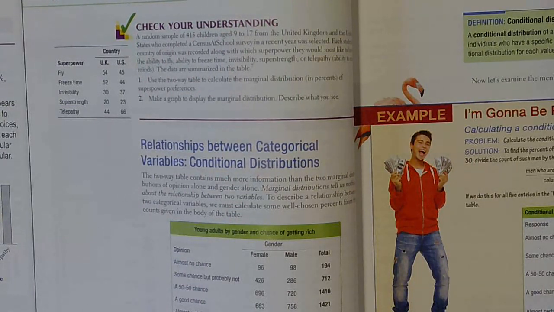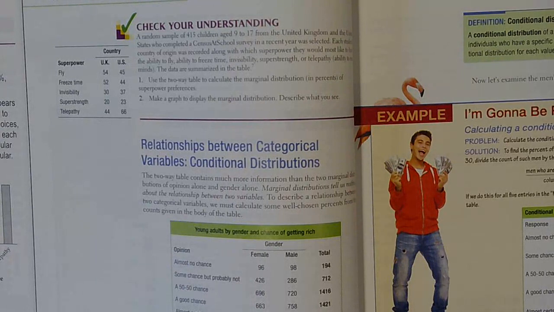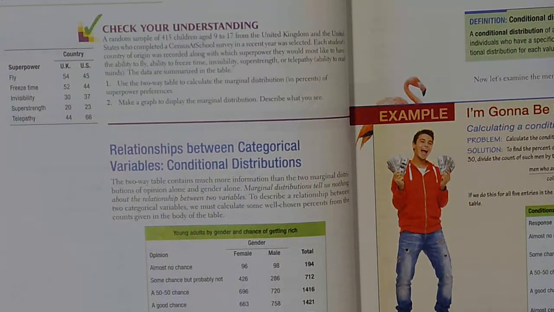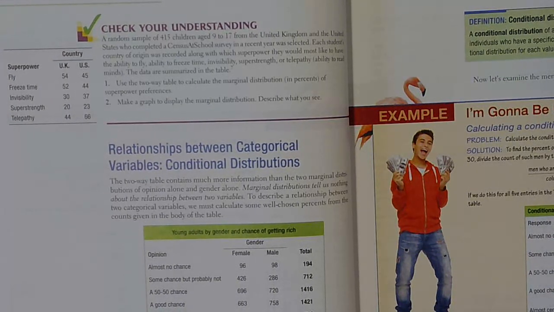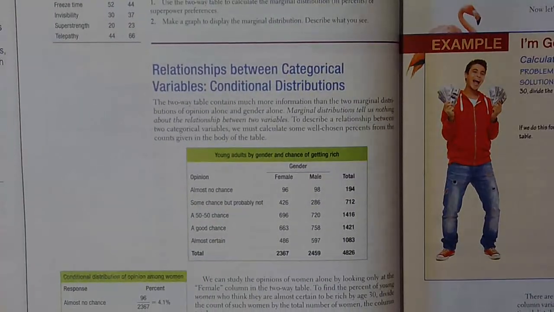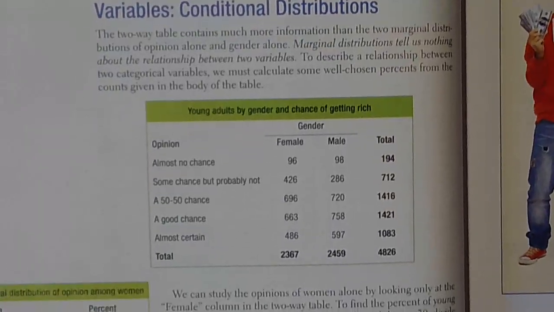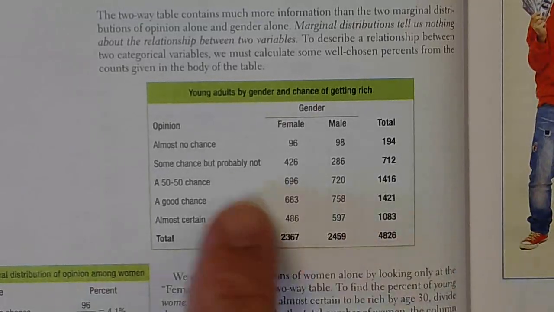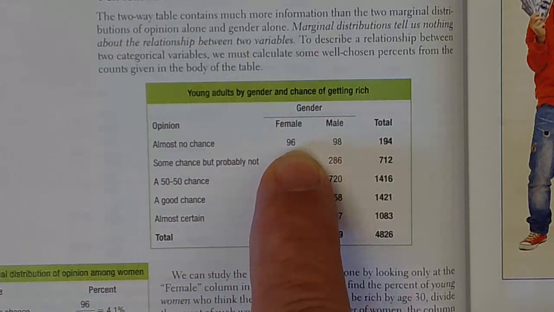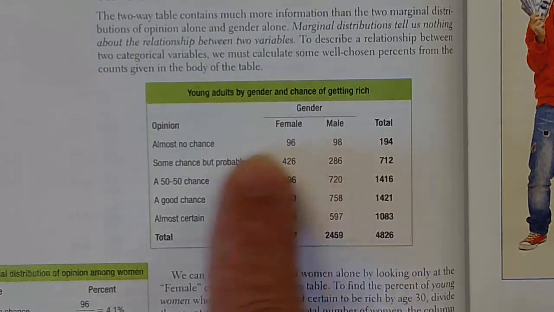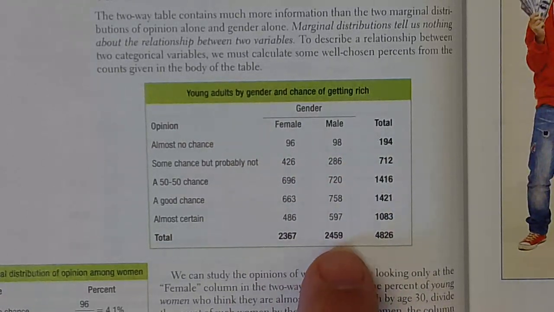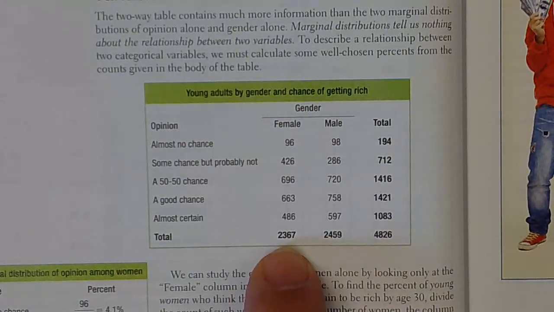Okay, so when we're doing conditional distributions, it's kind of like the relative frequency we talked about yesterday. We had frequency tables, which were counts, and then relative frequency tables, which were converted to percents. It's not always wise to just use counts. For example, if I take a look at this opinion, almost no chance of getting rich, males have a higher count. So they must be more likely to respond to that, right? No, look at the totals. There are more males in this sample than females.